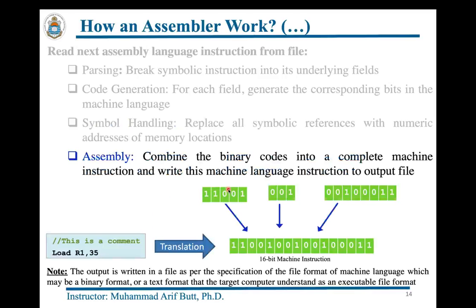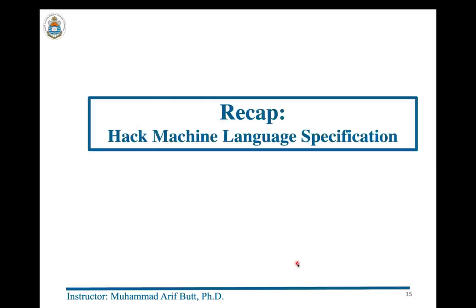And finally the last step is the assembly step, in which we combine all the binary codes into a complete machine instruction and write this machine instruction in an output file. So we have successfully translated this assembly instruction into its corresponding 16-bit machine instruction. So dear students, now we know what is an assembler and how it works. And before we start designing our Hack assembler, let us have a quick recap of the Hack machine language specification.